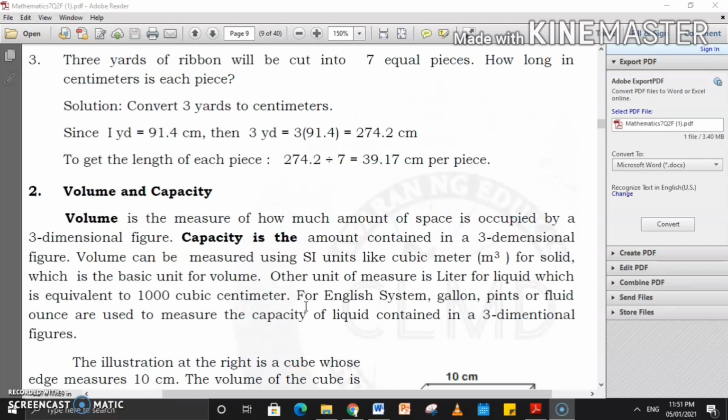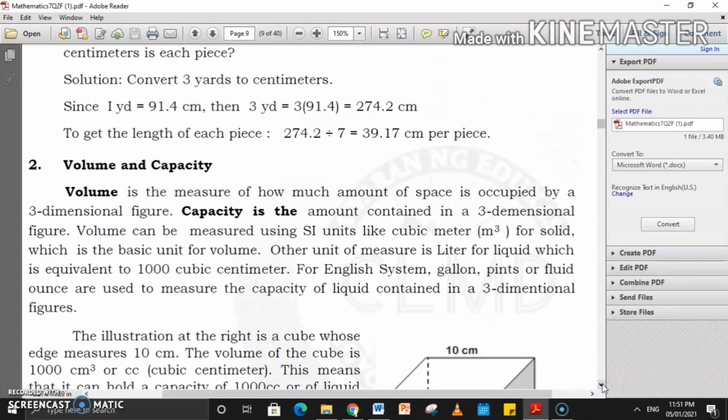In English system, gallon, pints, or fluid ounces are used to measure the capacity of liquid contained in a three-dimensional figure. Sa English system yun ha. Halimbawa, sa bote ng Coke, gaano kadaming liquid ang pwede nating ilaman doon? Ang ginagamit ay gallon, pints, or fluid ounce. Pwede namang, sa metric system naman, yung mga liter, ganyan.